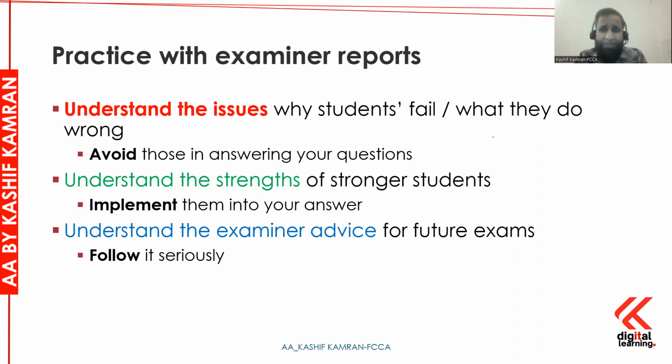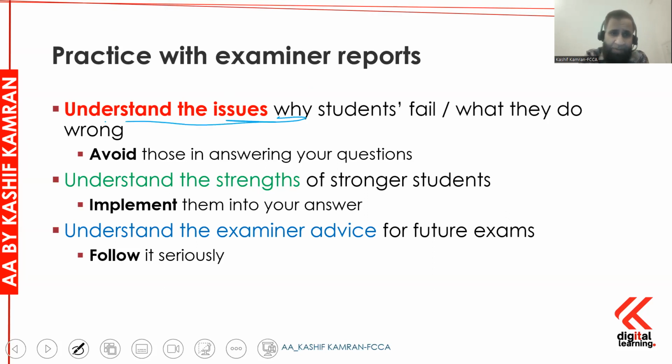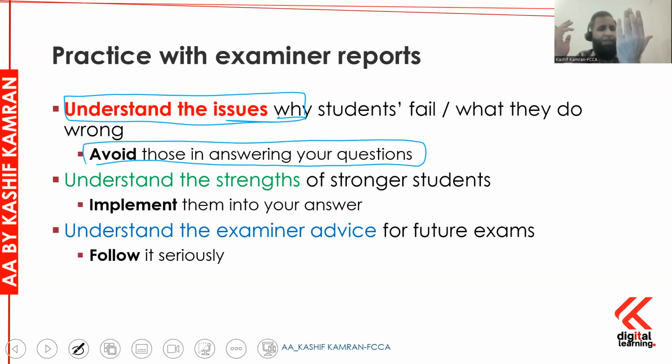See what the examiner is telling you about how the student wrote the audit risk and response option. The examiner will tell you what was done badly, what was done wrong by the student in audit risk. And you will see your answer and say, oh, I've also done this. Avoid these in answering future questions. So if you wrote something in your answer and that is criticized in the examiner report, you will cross it and say, okay, I'll not do this next time.